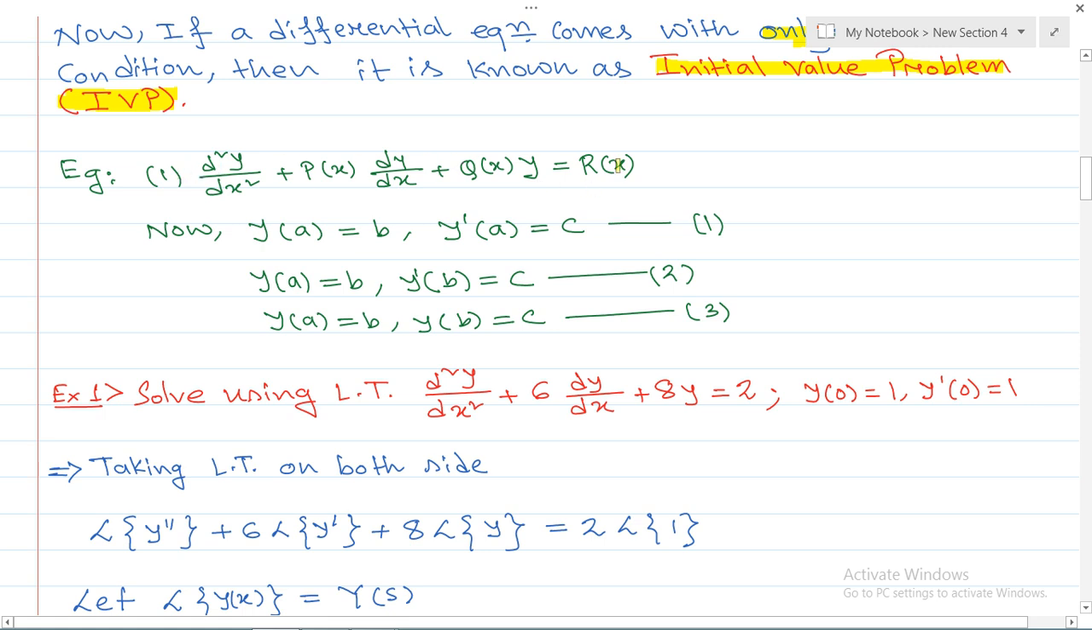ODE I have taken for your basic understanding, and to identify which is the initial condition and which is the boundary condition. So suppose we are having d2y/dx2 + p(x) dy/dx + q(x) y = r(x). So this is the given differential equation.